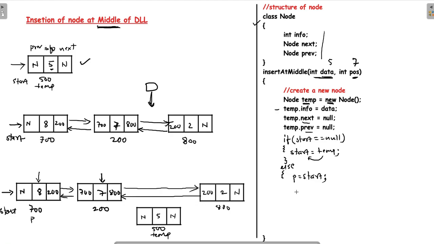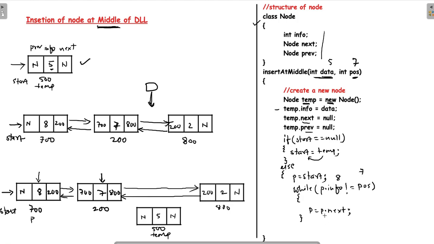So you need to check this value. So how will you write? You will be writing: while p's info is not equal to POS, till then move your p forward. Let us understand this. So p equals start, so p is at 700. Okay, p's info, how much? It is 8. What is POS? It is 7. So 8 not equal to 7.